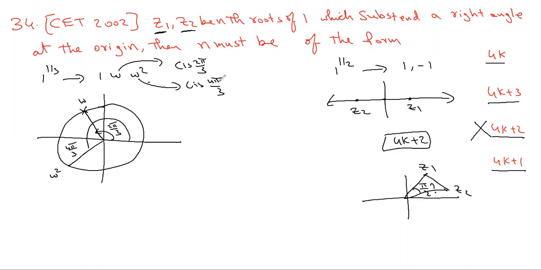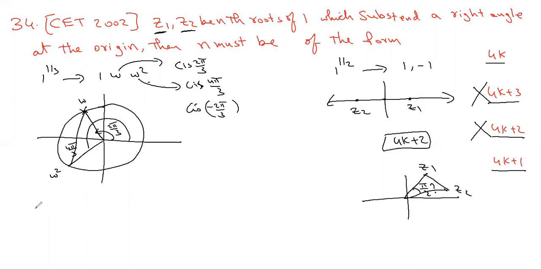Technically, you can't write cis 4 pi by 3 as an argument because the argument cannot be more than pi, but you can write it in the process of simplification. This is equivalent to cis minus 2 pi by 3. When you write it as the argument, you should write minus 2 pi by 3. And then the angle made by omega and omega square at the origin is not pi by 2, it is 2 pi by 3. So 4k plus 3 is also eliminated.